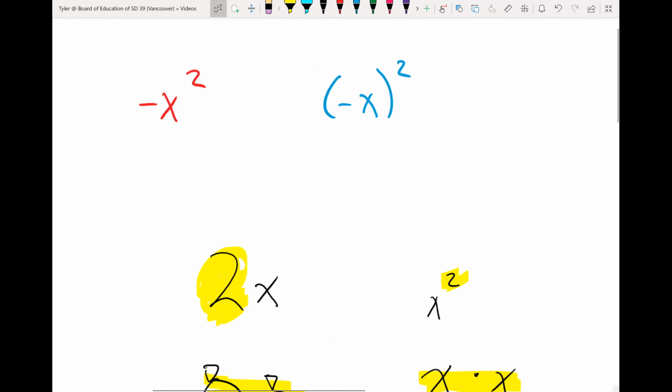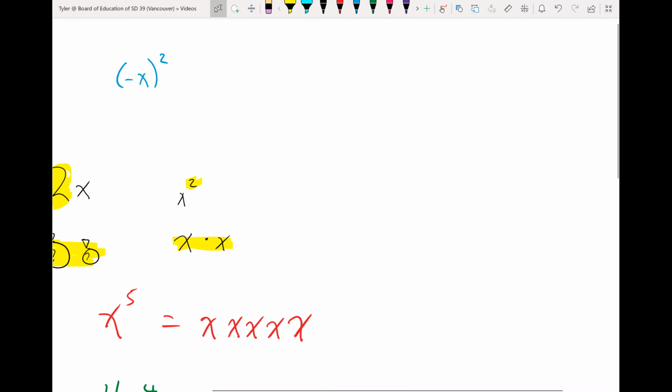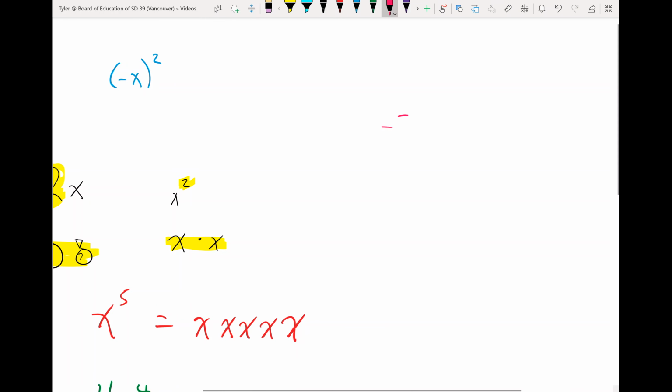The other thing I want to point out is with negatives. Let's do an example here first. If I had negative 2 squared, that would be the same as negative 2 times negative 2. Remember, when you multiply negative times negative, it cancels out. This actually becomes positive 4, even though it's negative to start.